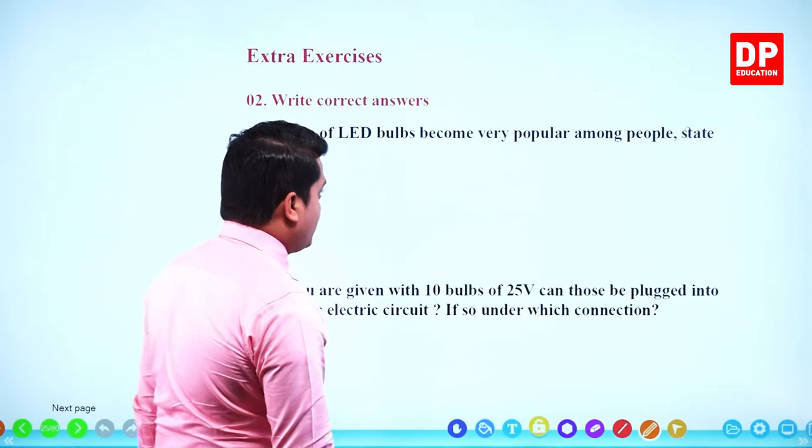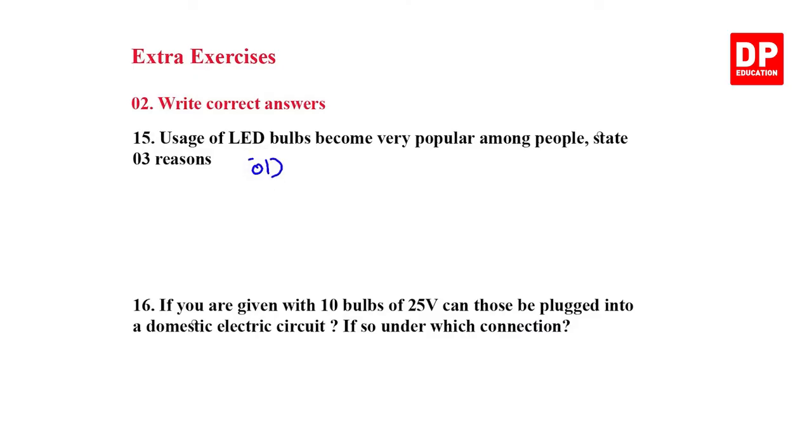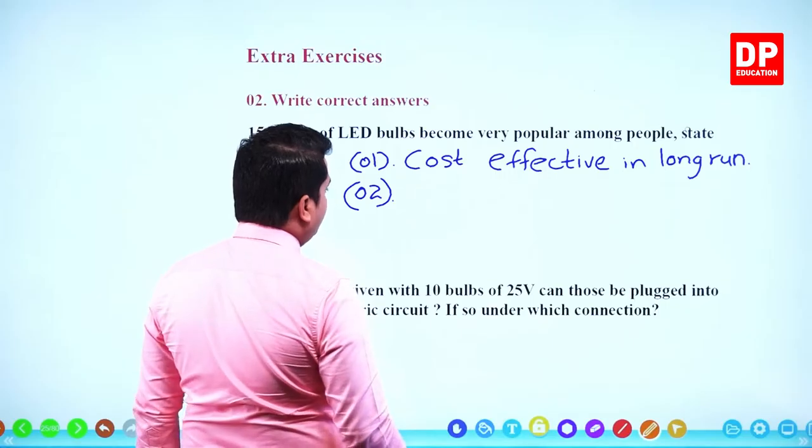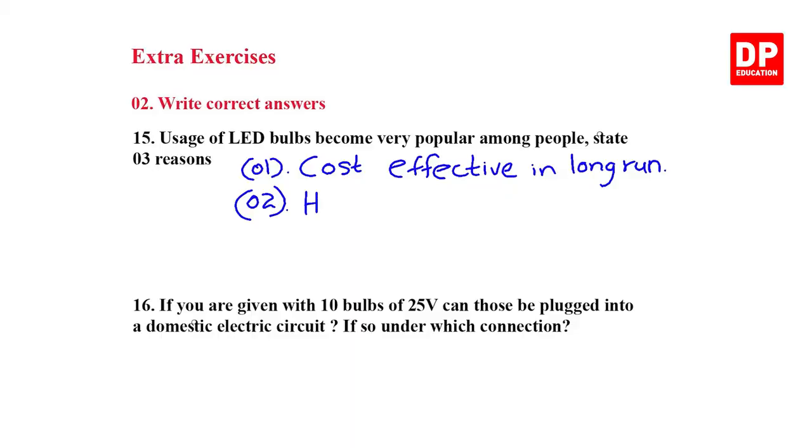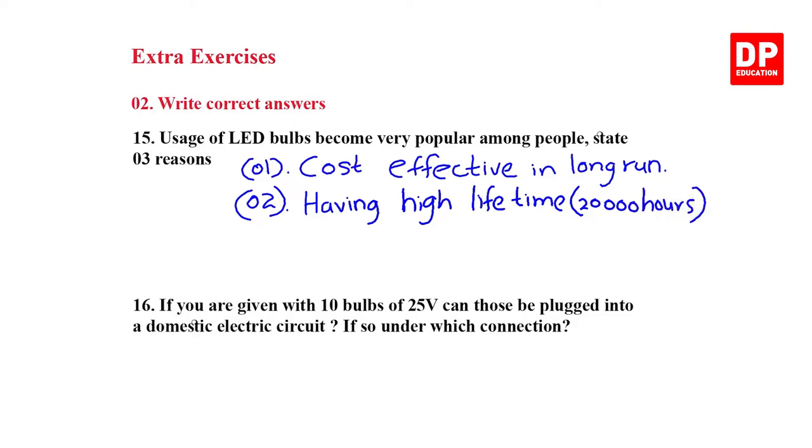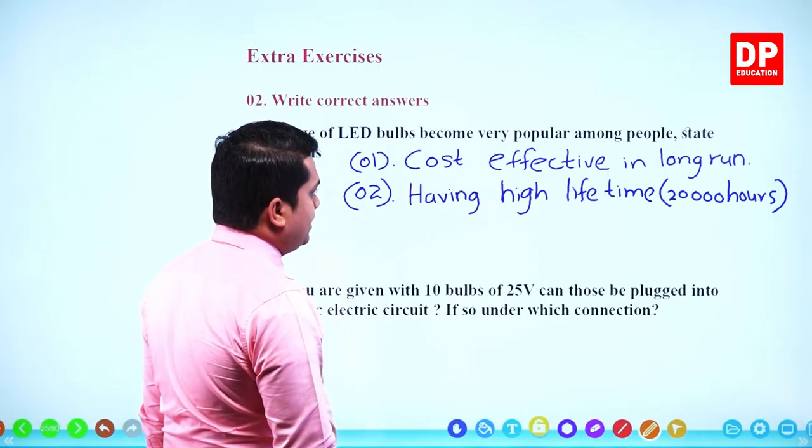So we'll write down our reasons. You've been asked to write down three reasons. Number one, cost efficient, or cost effective in the long run. Here, long run means in the future. Number two is having high lifetime, up to like 20,000 hours. Up to like 20,000 hours, we can use a single LED bulb.